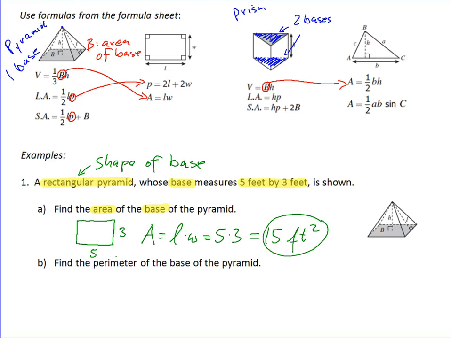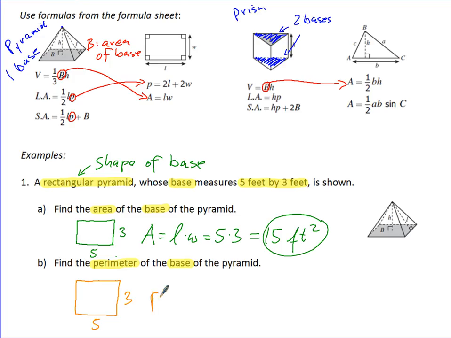In our second part, find the perimeter of the base of the pyramid. And our base is still a rectangle, and now we're finding the perimeter. Remember, it is 5 feet long and 3 feet wide.